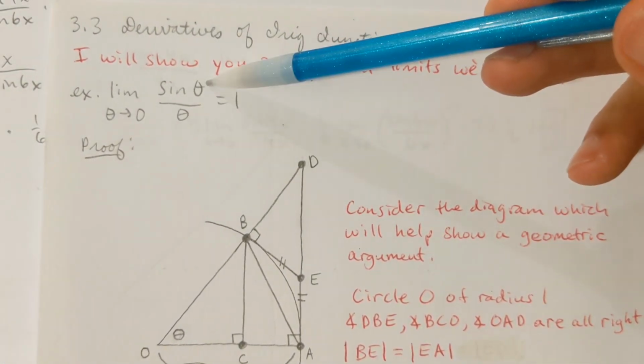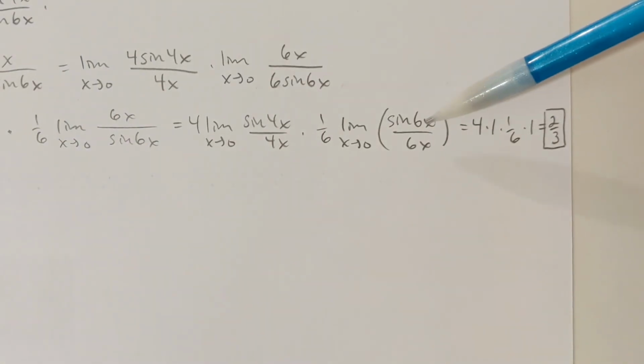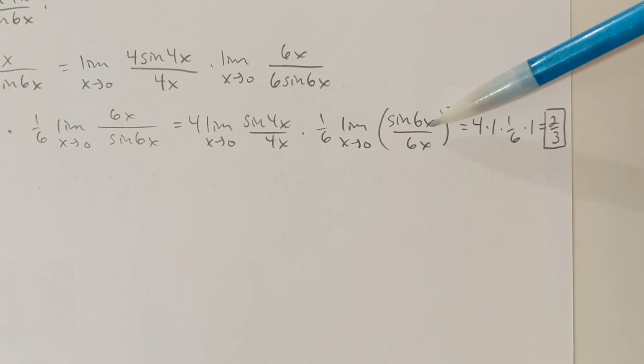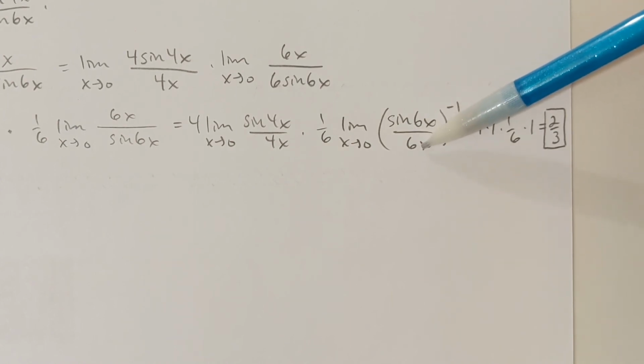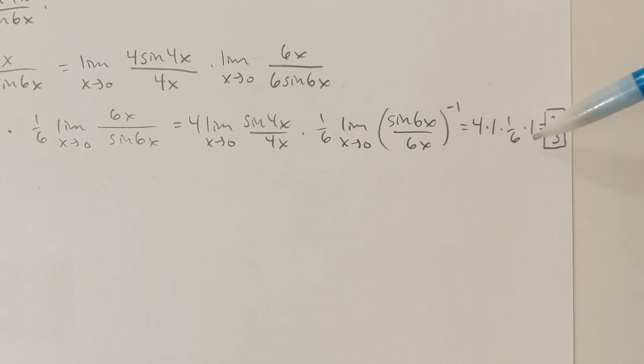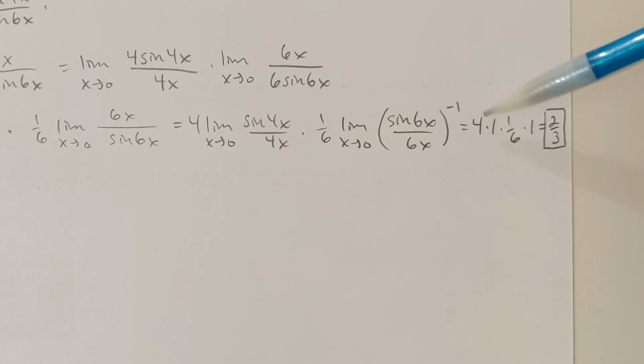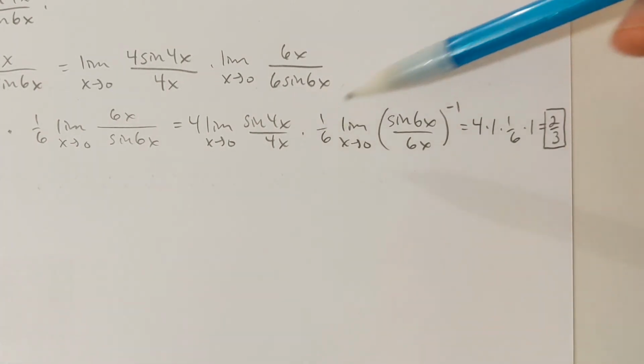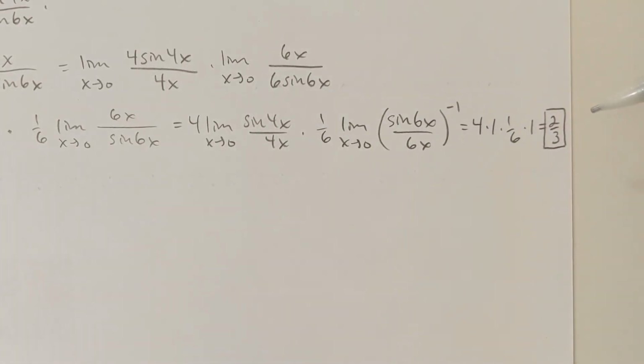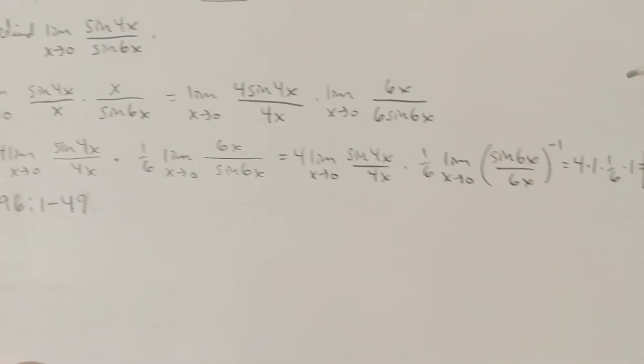Theta is an angle, and so here I've got 6x. That's fine. 6x is my angle, which matches what I see in the denominator. 1 to the negative 1 power is 1. 1 to any power is 1, right? And so I end up getting 4 times 1 times 1/6 times 1. Or 4 over 6 reduces to 2/3. 2/3 would be my answer.